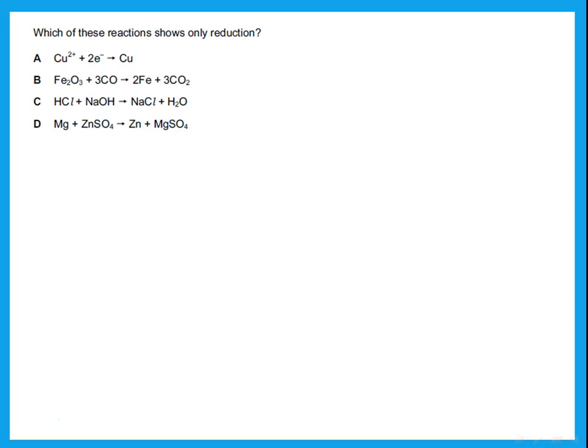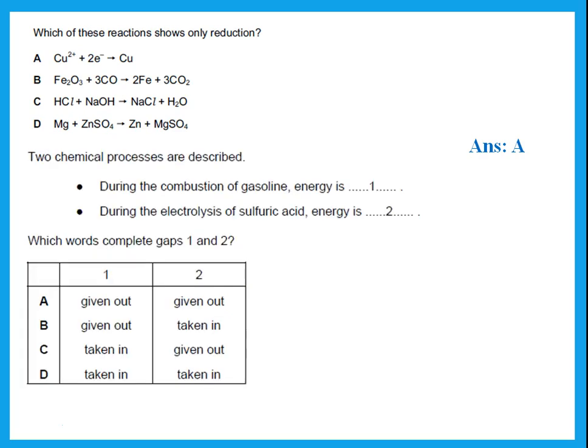Now you should realize that in B, I have something losing oxygen and the other one gaining oxygen. So the Fe2O3 changed into Fe. So this is reduction. Now, the CO changed to CO2. That means it gained oxygen. That is oxidation. So this is actually not only reduction, it is a redox reaction. So A is the only one that is only reduction because it only involves gain of electrons. Nothing else happened.